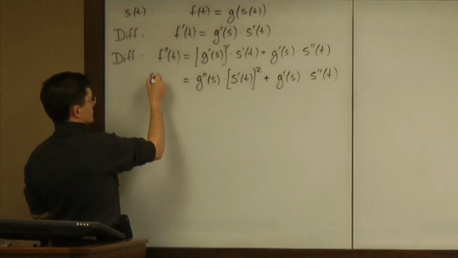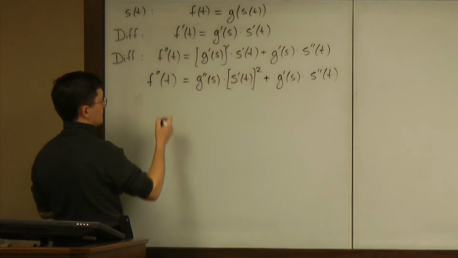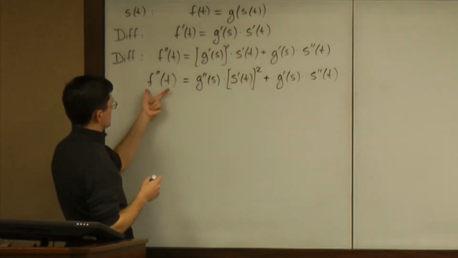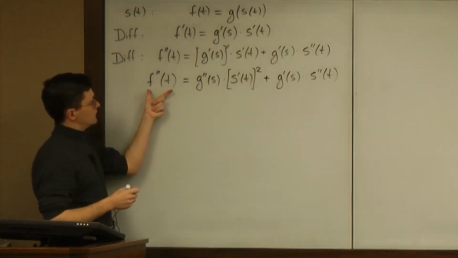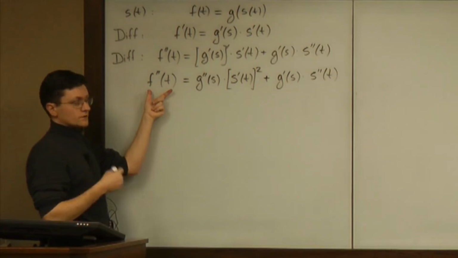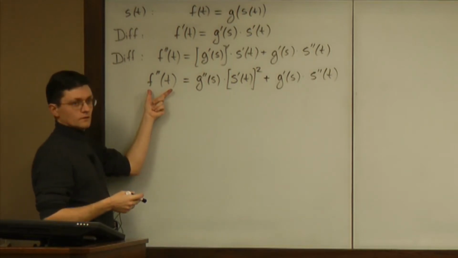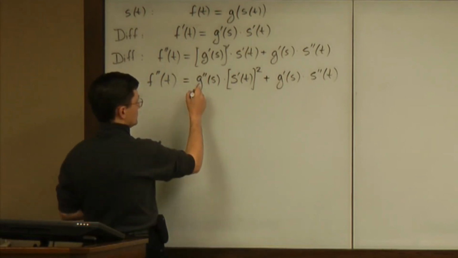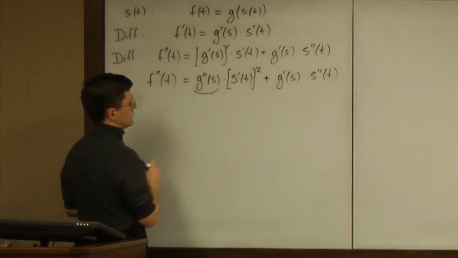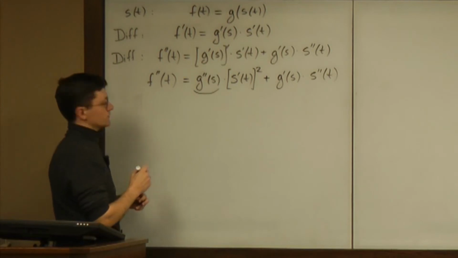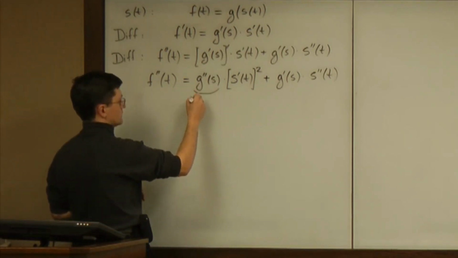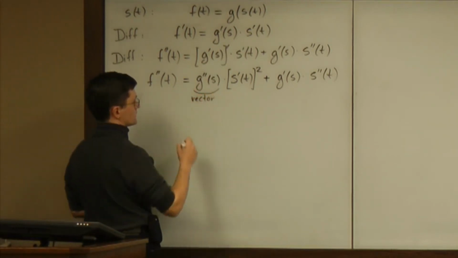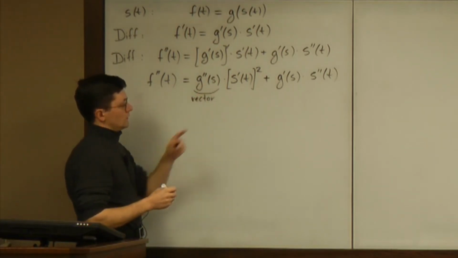And let's look at this equation. What do I see on the left-hand side? I see a vector, the second derivative, the acceleration of the first car. What do I see on the right? What is that? That's acceleration. That's a vector. Acceleration of the second car.